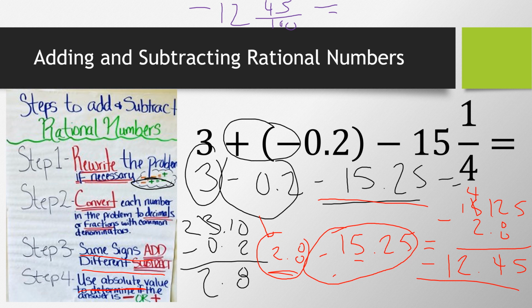And then obviously you need to know, if you write as a fraction, you need to simplify. So negative 12, if I think of what number can go into both 45 and 100, I know 5 can go into both. 5 can go into 45 9 times. And 5 can go into 100 20 times. So my answer is negative 12 and 9 20ths.